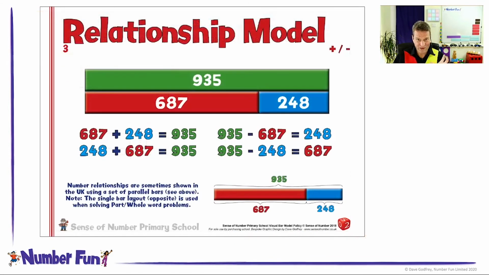So we've called this relationship model. And this is a slide from our visual bar model policy. We're seeing that 935 is equivalent to 687 add 248. Look at the bar model in the bottom right-hand corner. There's only one bar there, but I suppose it's communicating the same information, isn't it? The 935 is 687 add 248.